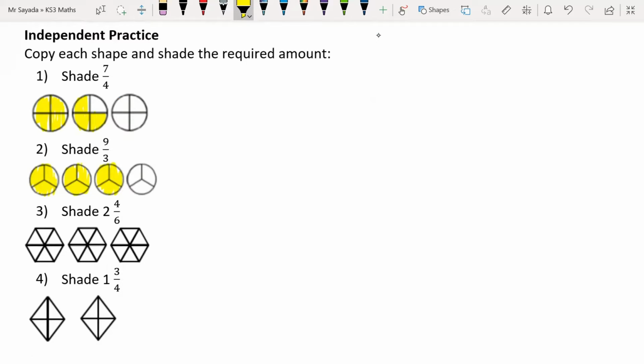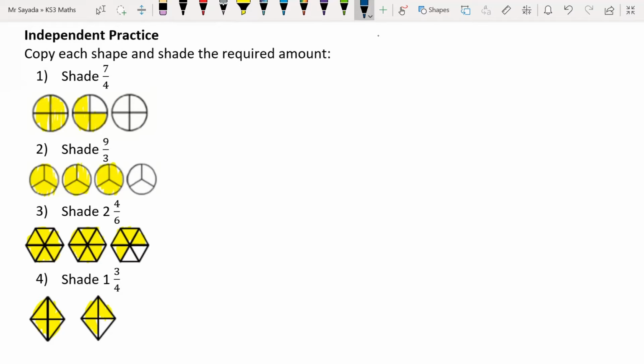For question 3, 2 4/6. So 2 wholes and another 4 over 6. So another 4/6. And finally, shade 1 3/4. So I'll shade a whole and then another 3/4. Pause the video to mark and correct your work. Press play once you've done that. You should have now marked and corrected your work.